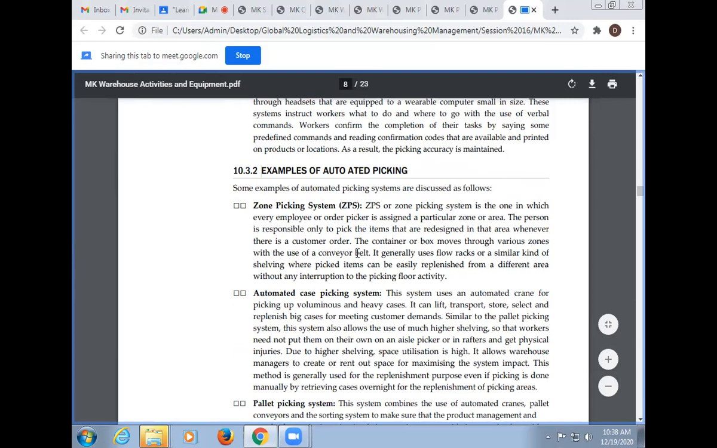Whenever there is a customer order, the container or box moves through the various zones with the use of the conveyor belt. It generally uses floor racks or a similar kind of shelving where picked items can be easily replaced from a different area without any interruption to the picking floor activity.